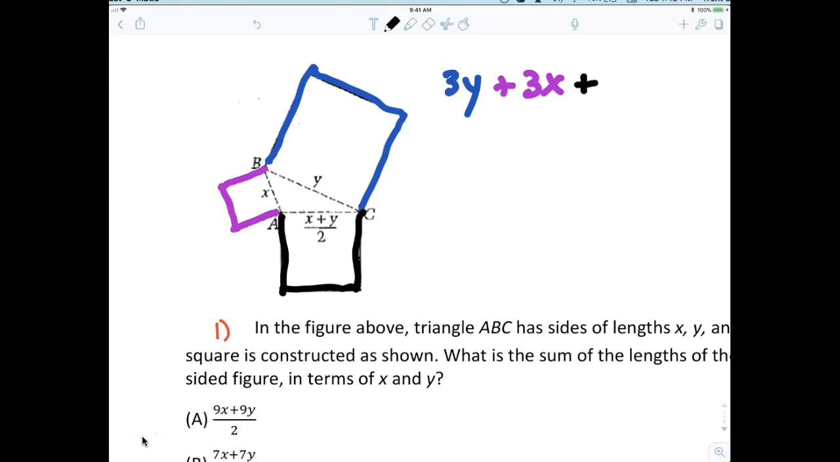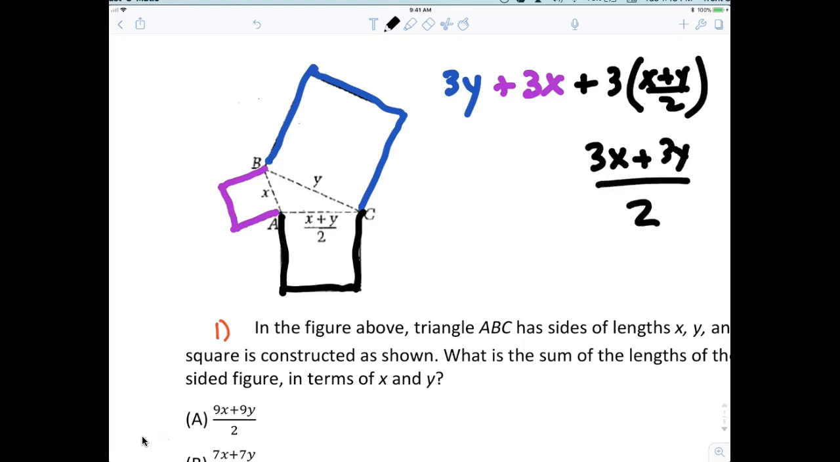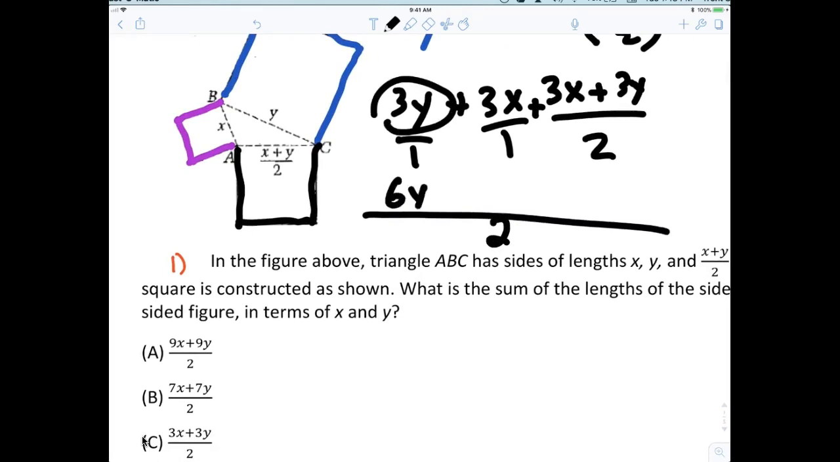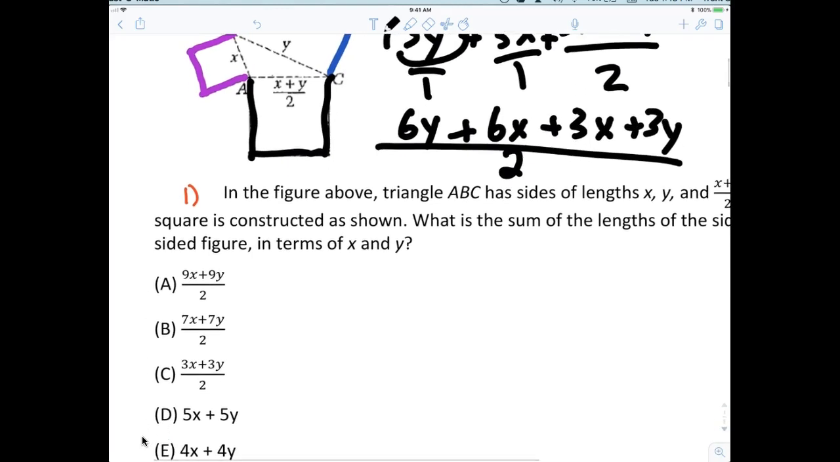And what is that? 3x. Now, for those of you who are just mumbling, it's 3x plus y over 2. But because we just worked on multiplication, we know that that's 3x plus 3y over 2. And now I have fractions, so 3y plus 3x over 1, and we're adding them together. When I get a common denominator, the common denominator is 2. So this up here becomes 6y plus 6x plus 3x plus 3y. 9x plus 9y over 2.